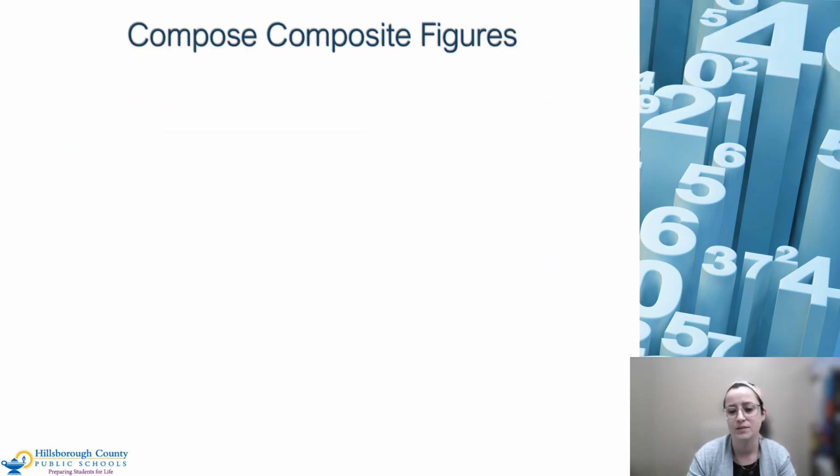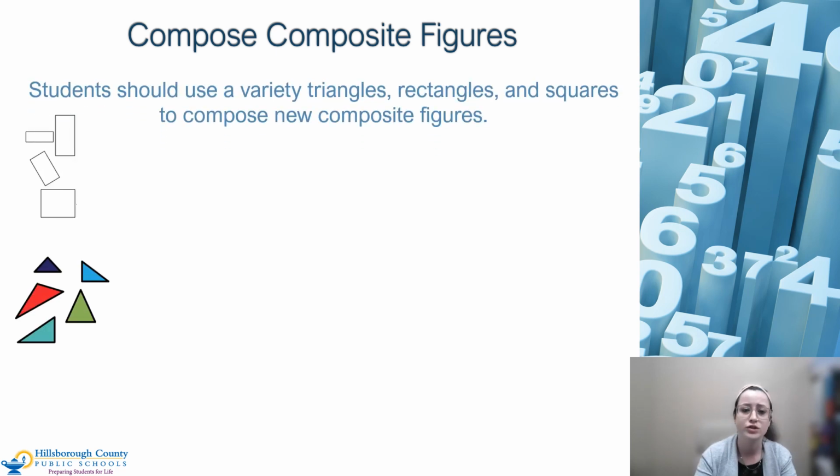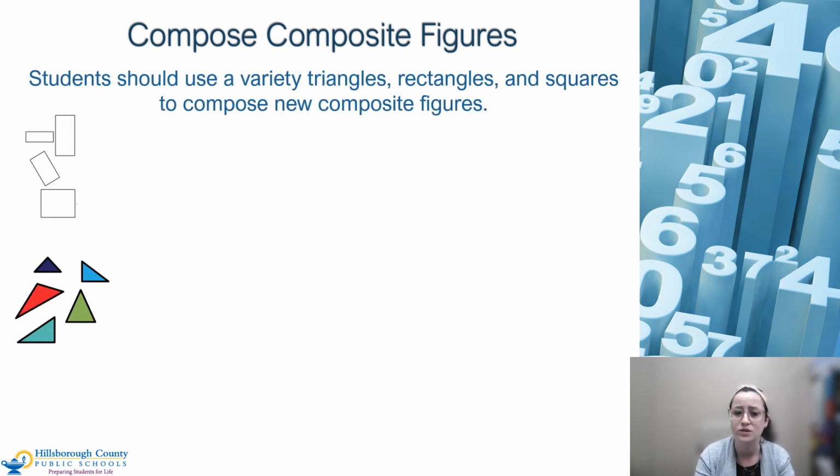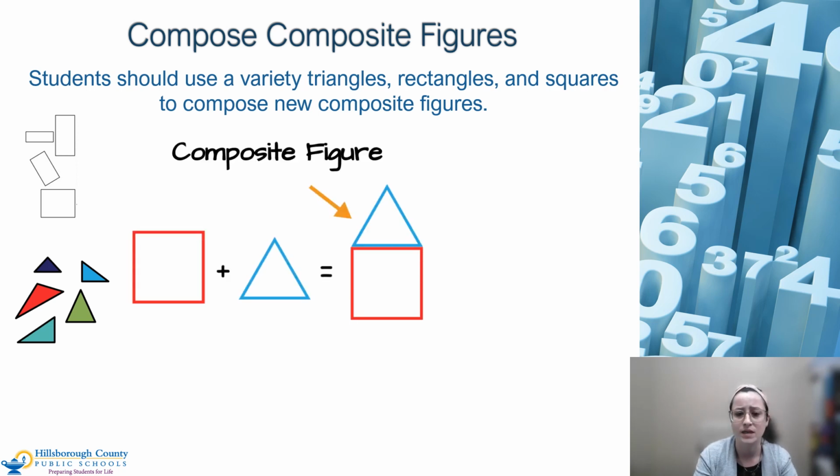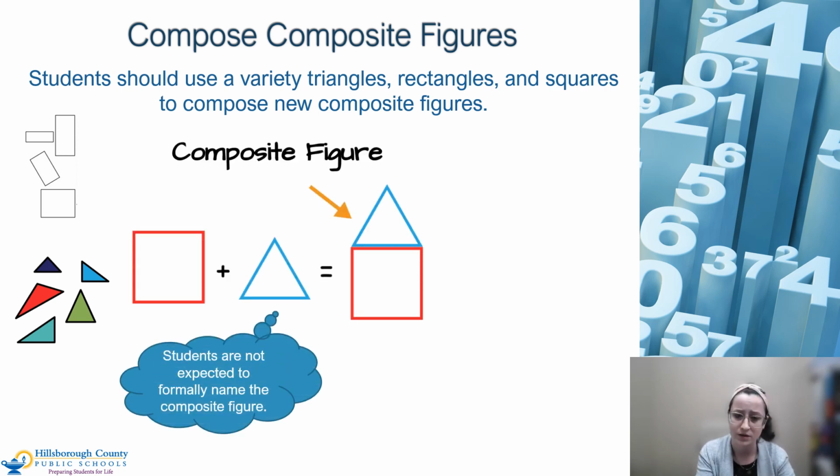As students begin to develop an understanding of defining attributes and how these attributes can be used to identify 2D figures, they can then start to compose composite figures. Students should be given a variety of triangles, rectangles, and squares to compose new composite figures, and we want students to have the concrete model that they can manipulate in front of them. Once students make a composite figure, they're not expected to formally name the figure, especially if it's not one that's in their benchmark. So for example, if they put the square and the triangle together to make a house, that's okay. But if students are putting together two triangles and they make a square or a rectangle, we would expect them to be able to formally identify their new composite figure.